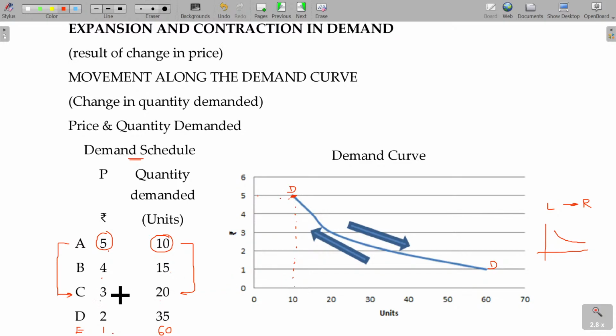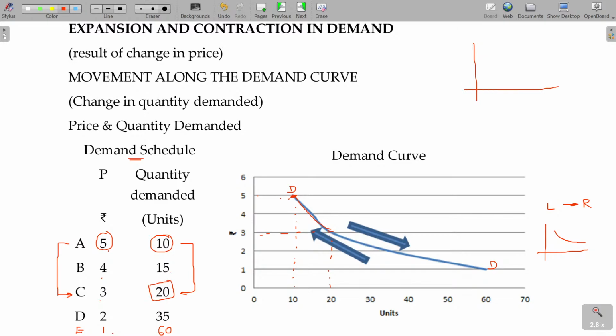And the price decreases to 3, the quantity demanded being 20. So this will be the new scenario. Isn't it? So the curve moves from here to here. This is called expansion in demand.